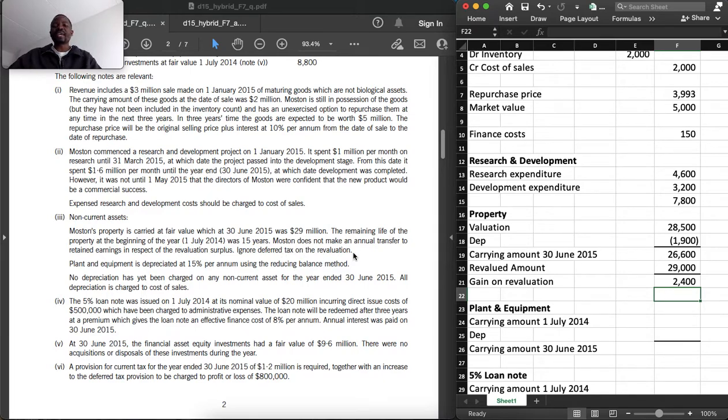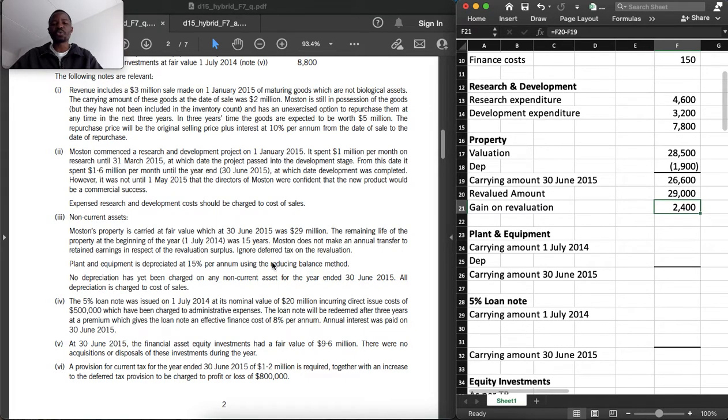Moston does not make an annual transfer to retained earnings. So we are not going to amortize this revaluation surplus. We are not going to divide this by 15 years and take it from the revaluation surplus to the retained earnings. And also we are told to ignore deferred tax. So we are not going to include the deferred tax implications on that 2.4. The examiner was good to us here.